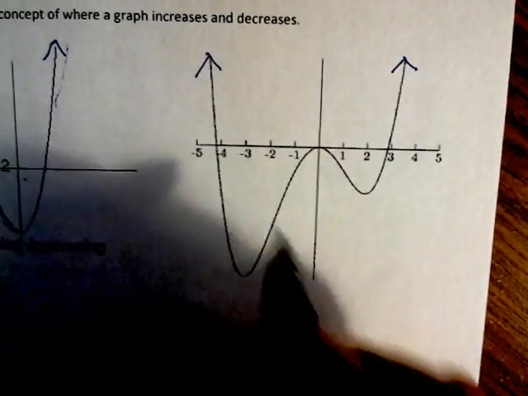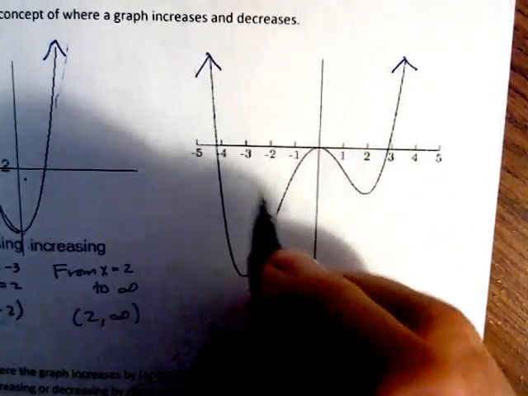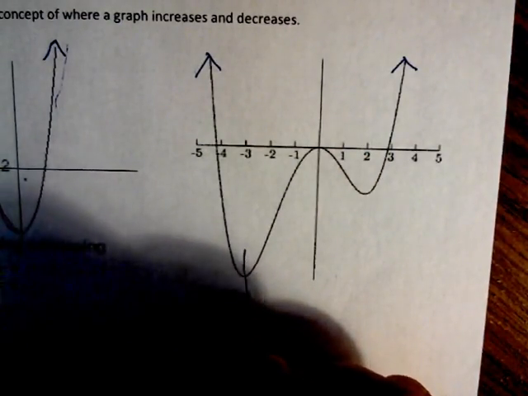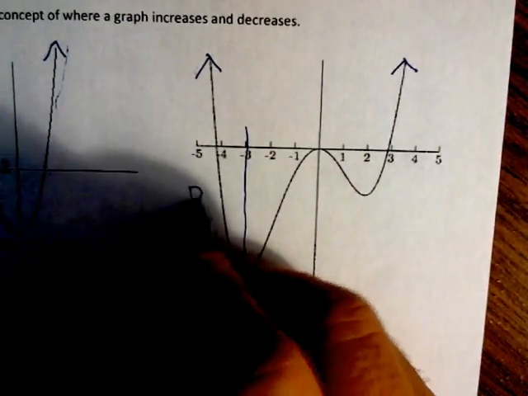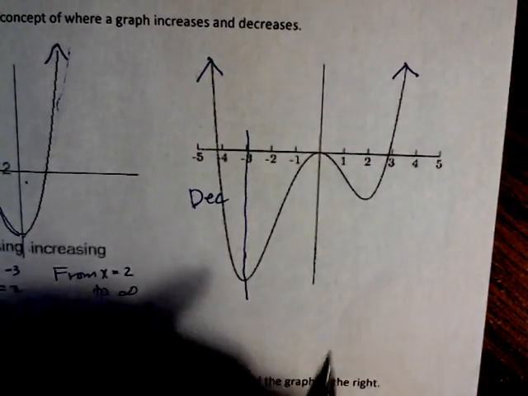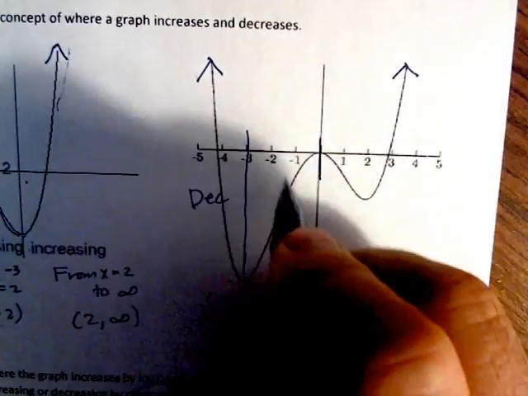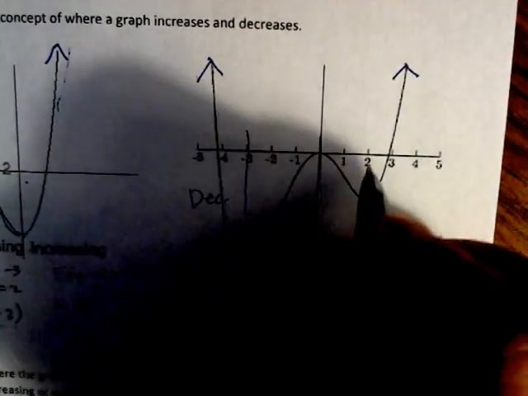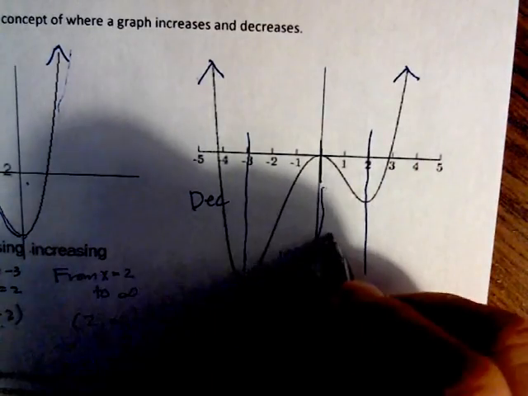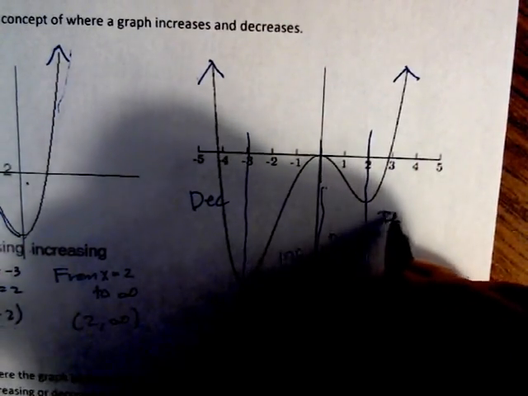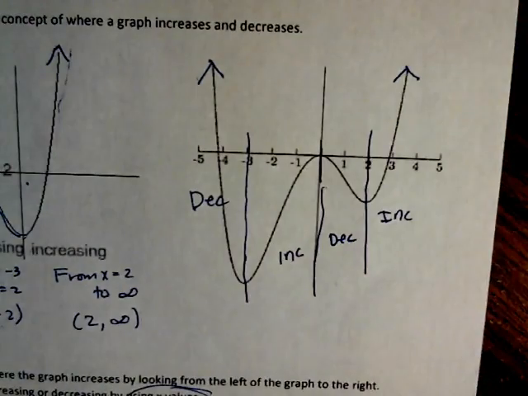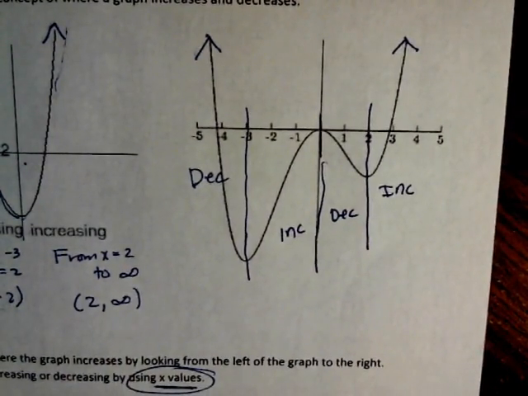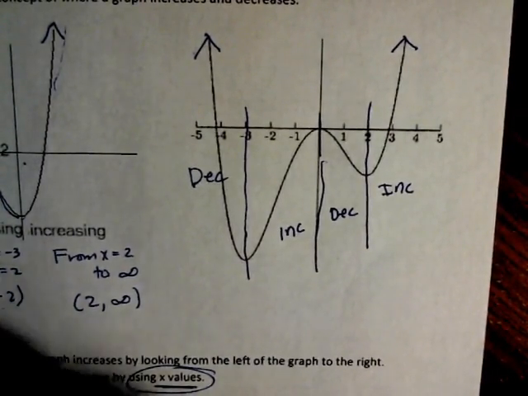So if I was looking at this graph here, well, think about, even though the arrow's pointing upward, it's still decreasing here. Okay? It's increasing from here to here. It's decreasing from here to here, and then it's increasing from there to there. So you have your intervals. So once you divide up your intervals, then you just have to give your answer.